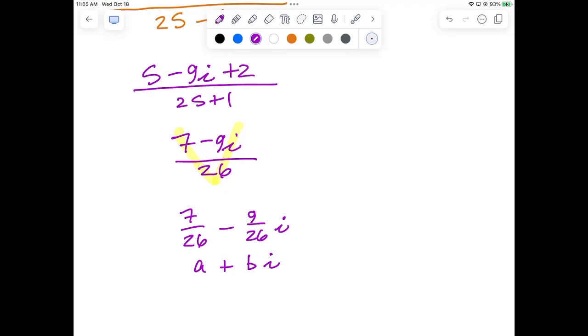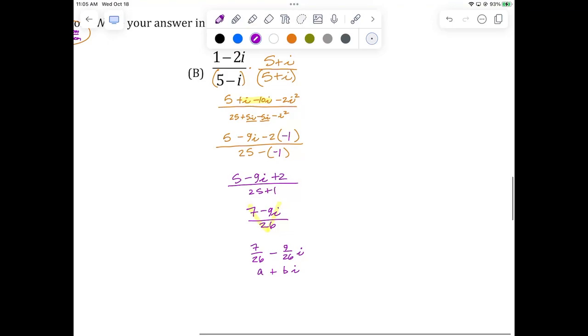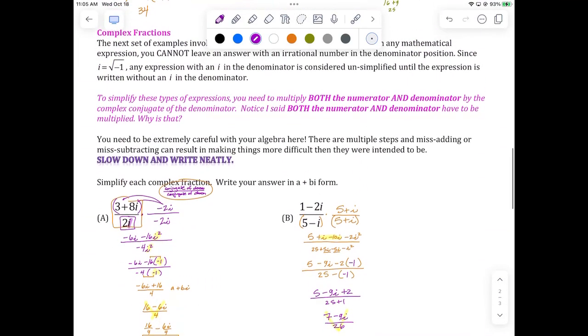It all started with the conjugate over the conjugate. So, conjugate of the denominator over conjugate of the denominator. FOIL it all out. Replace i squared with negative 1. Keep going, simplify. And then the last thing is you split it up. Okay? All right, that takes care of this lesson.